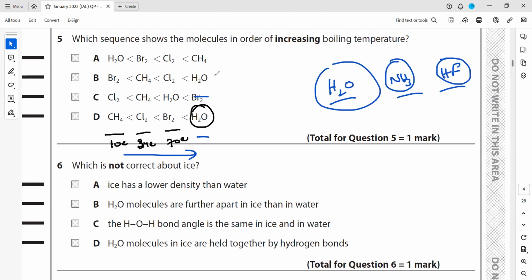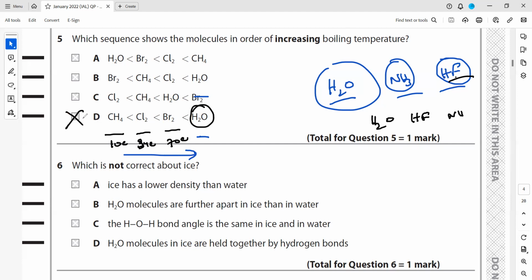And the highest should be either water molecule, ammonia, or hydrogen fluoride. So the water molecule should have the higher boiling point. The highest is water molecule. Then we have hydrogen fluoride. Even though the hydrogen bond is stronger in hydrogen fluoride, there's only one hydrogen bond formed. So that's why the boiling point of water will be greater in hydrogen bonding as compared to hydrogen fluoride, and hydrogen fluoride will be higher than ammonia.